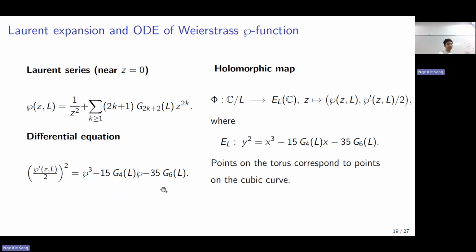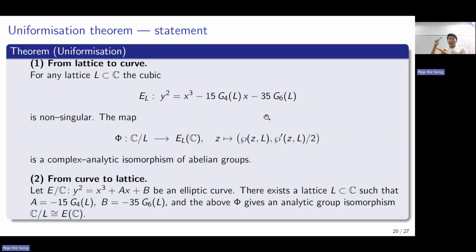So now we have an interesting function. Once you have chosen the lattice, it takes a z from the fundamental domain, the fundamental parallelogram, and maps it to a point on that elliptic curve. It turns out that this mapping is actually a complex analytic isomorphism, and it is also a group isomorphism.